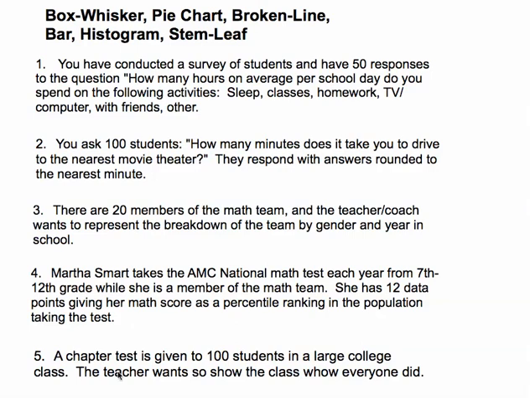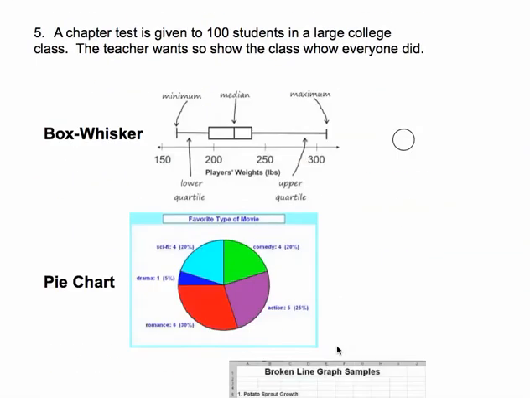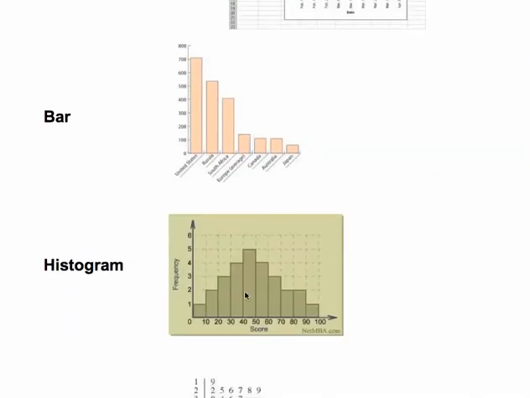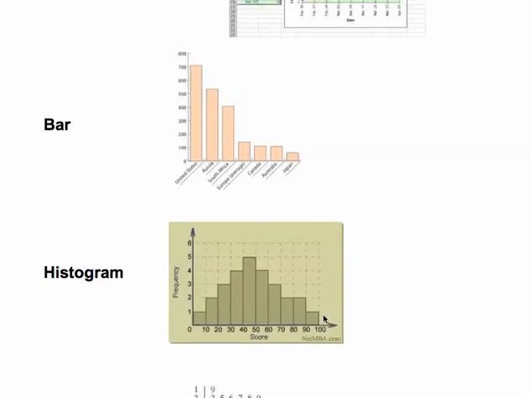In the 5th and last, a chapter test is given to 100 students in a large college class. The teacher wants to show the class how everyone did. So I would think that this would be a frequency graph or a histogram, similar to the end, where you're going to get a distribution like this with most of the scores in the middle, and the extremely good and extremely weak students out on either end.